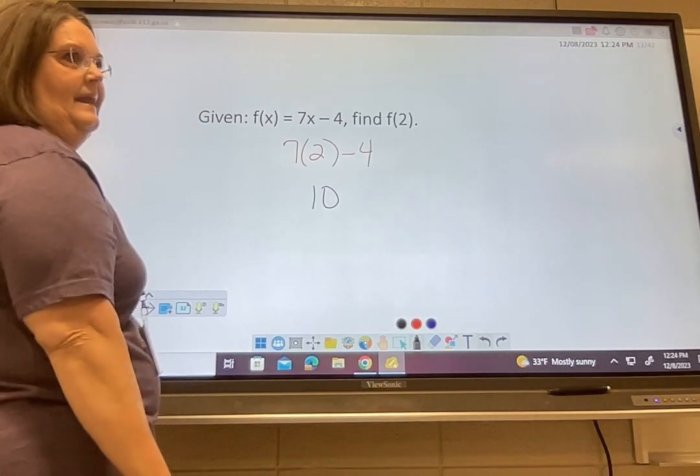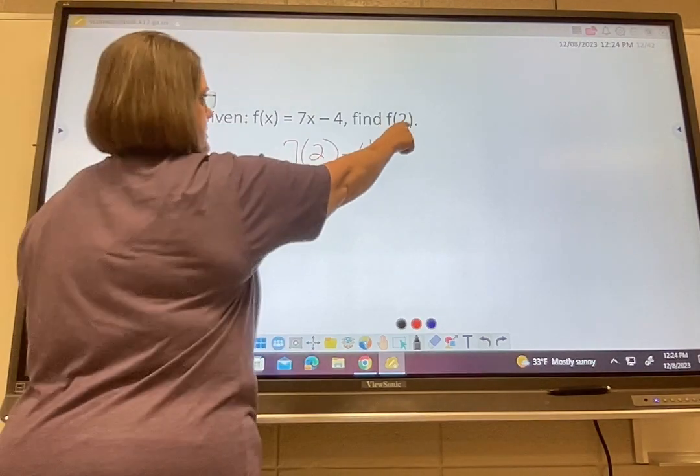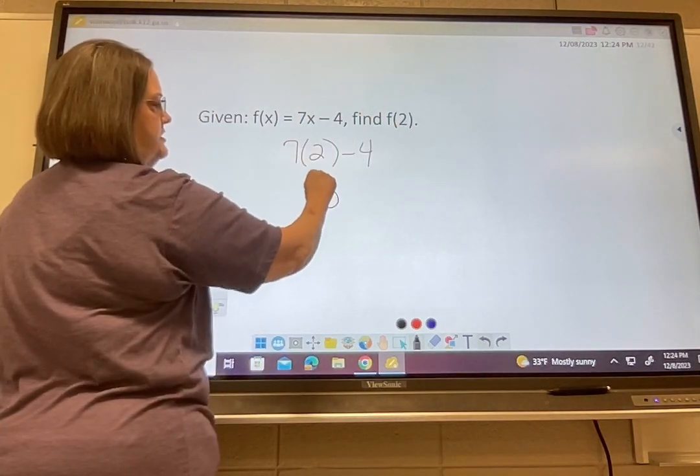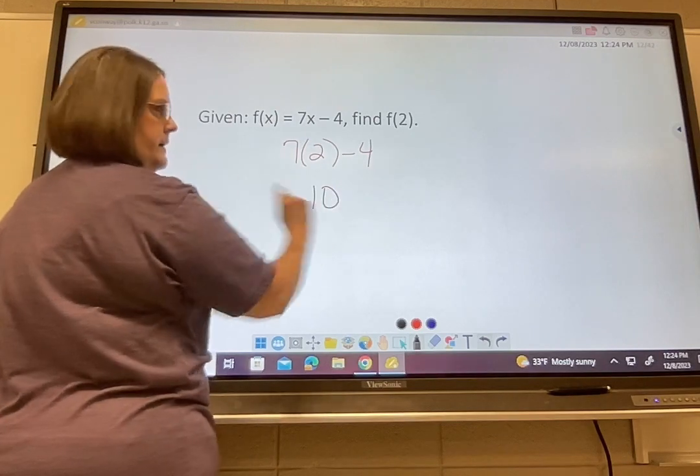Plug it in and evaluate. So you want to put 2 in for x. So 7 times 2 is 14. Minus 4 is 10.